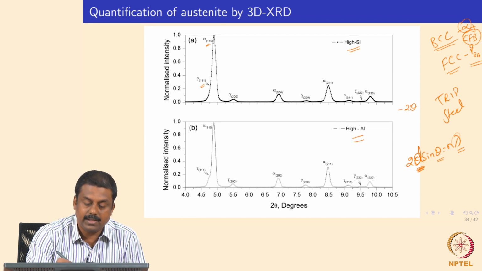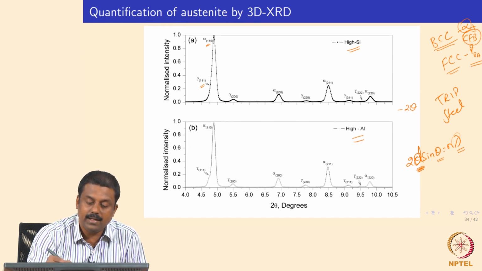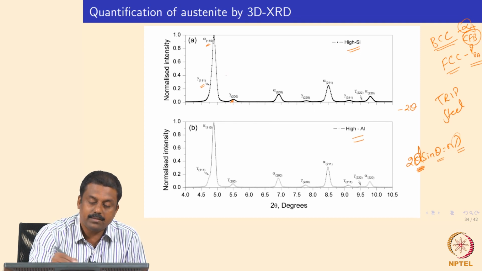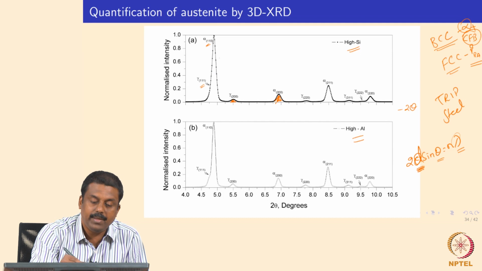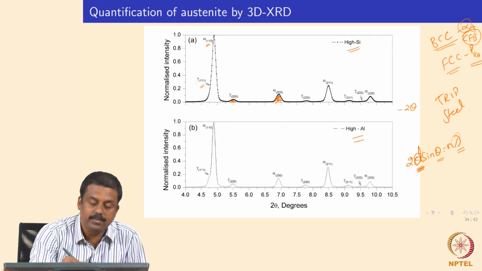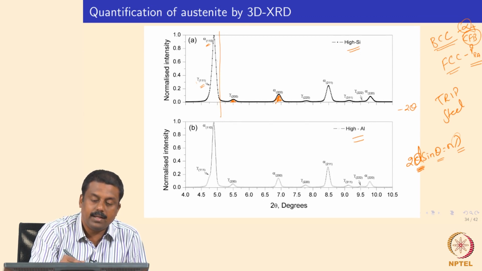ferrite or austenite. So once we identify the planes of diffraction, we can see what the individual intensity of ferrite and austenite is. For example, in this case this is the 200 austenite intensity, this is the 200 ferrite intensity, and the first peak is a mixture of ferrite 100 and austenite 111. Generally we neglect that because it is very difficult to separate this peak.